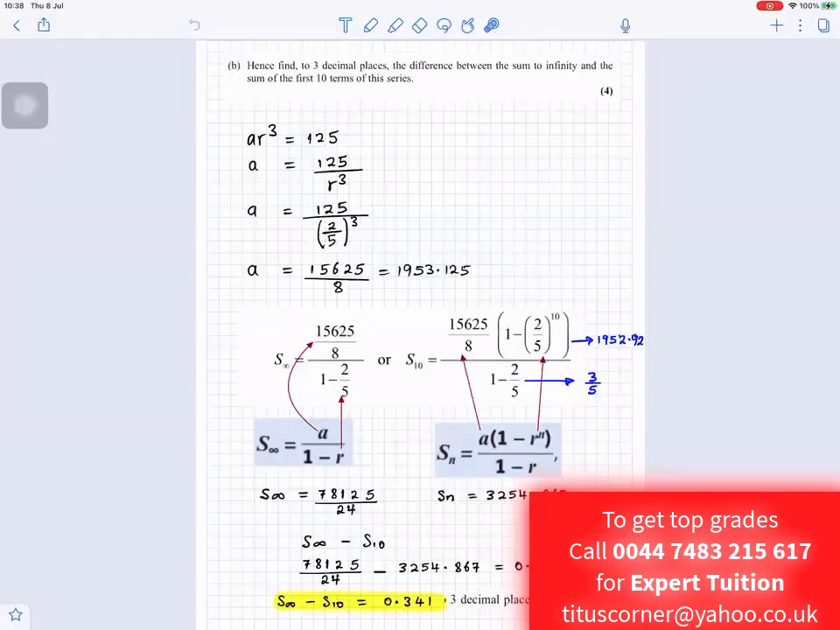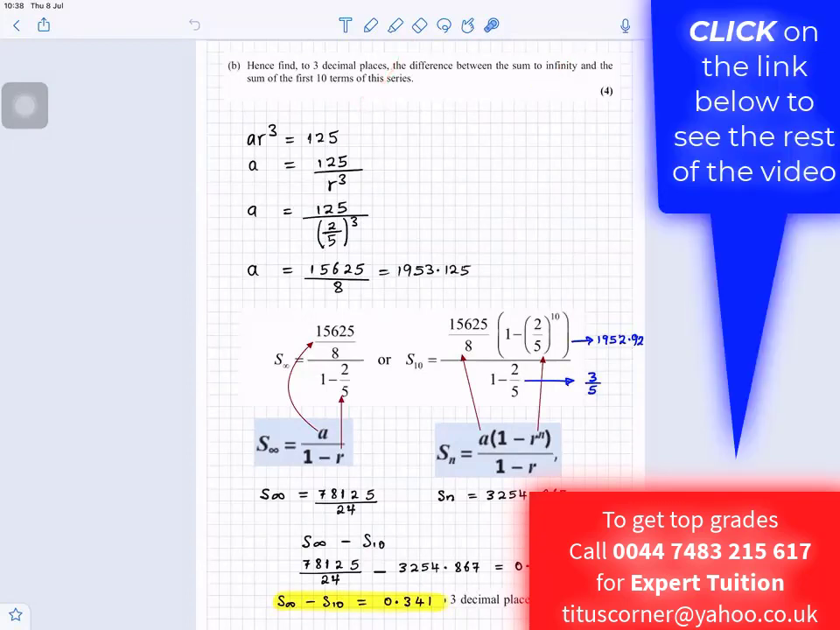For part B, hence find to 3 decimal places the difference between the sum to infinity and the sum of the first 10 terms of this series. So a r cubed is 125. So a would be 125 over r cubed. And we know r was 2/5. So it's 125 over (2/5) cubed. And that gives you a to be 1953.125.